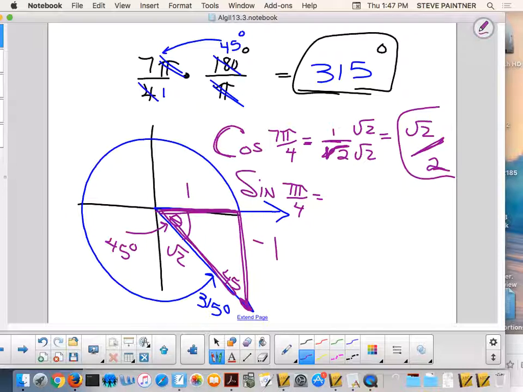Sine? Almost the same thing. Opposite over hypotenuse. Just about the same, except what?